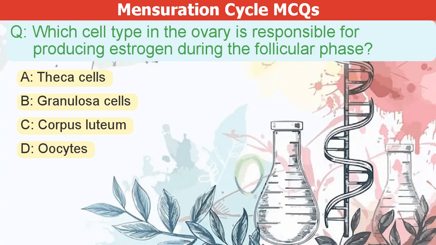Which cell type in the ovary is responsible for producing estrogen during the follicular phase? A. Theca cells. B. Granulosa cells. C. Corpus luteum. D. Oocytes.